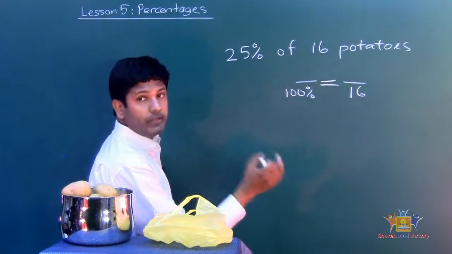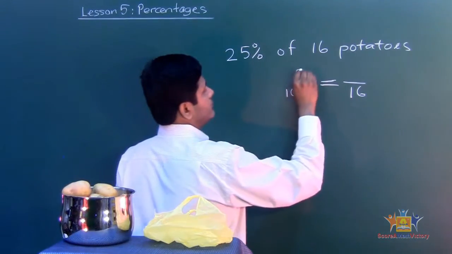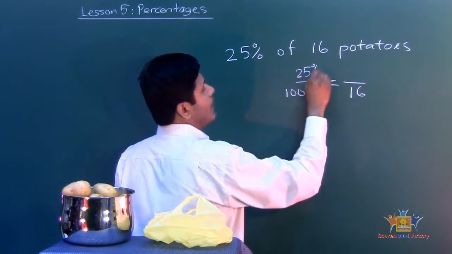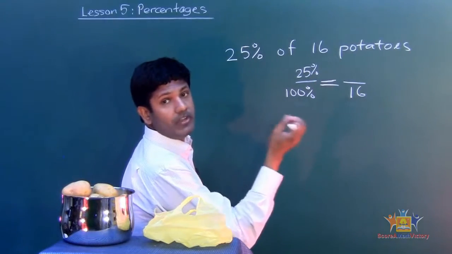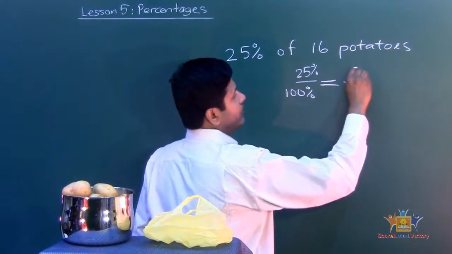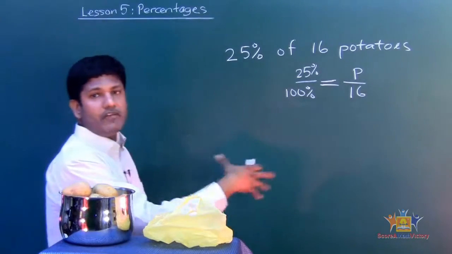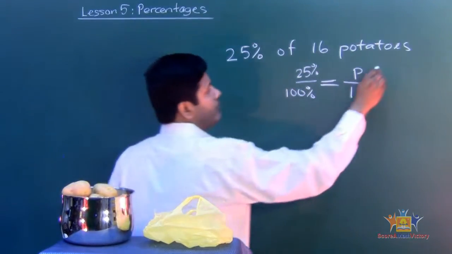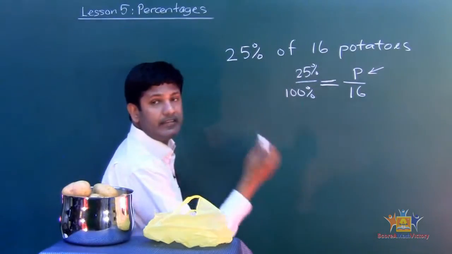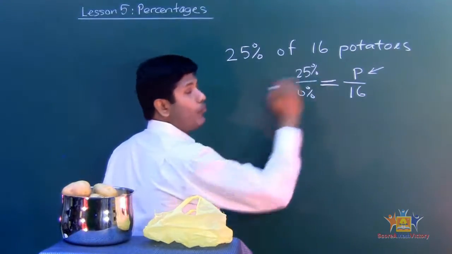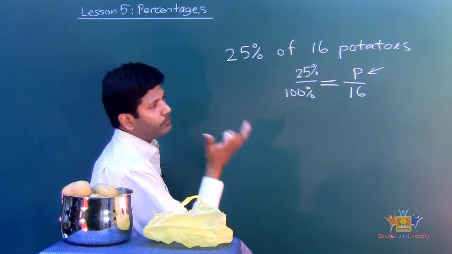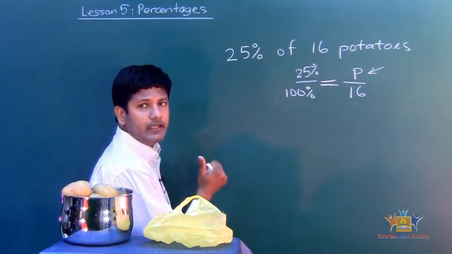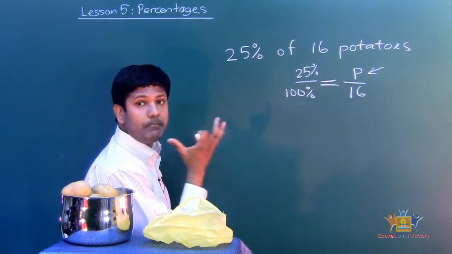All right. So we're looking for 25%. But we don't know how many potatoes make 25%. So we're going to give it a variable, an unknown. That way we're looking for P. We want to find out what P is: the number of potatoes that makes 25%. So if I'm looking for P, that means I'm isolating P.